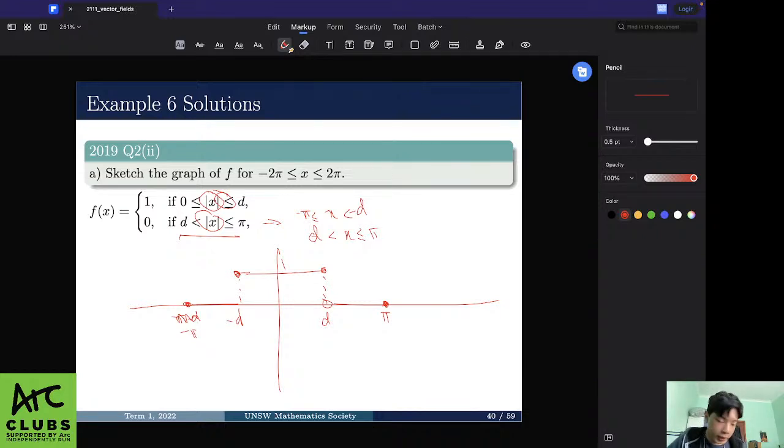So if we just repeat this, we should get that it's going to be 0 until pi plus d, and then it's going to be 1 onwards until 2 pi. In the same way, it's going to be 0 until minus pi minus d, and then it's going to be 1 until minus 2 pi.